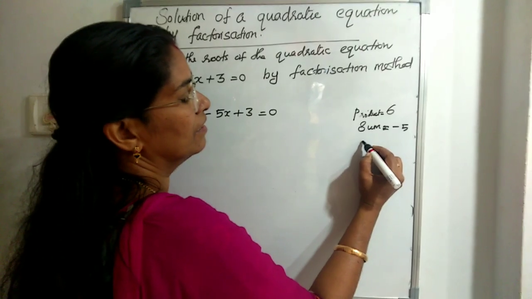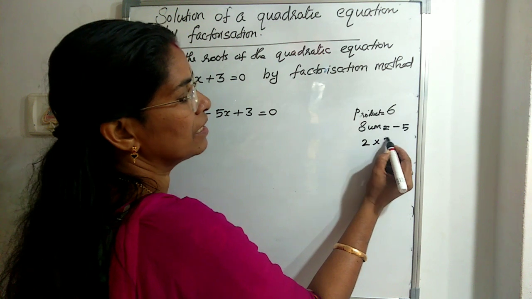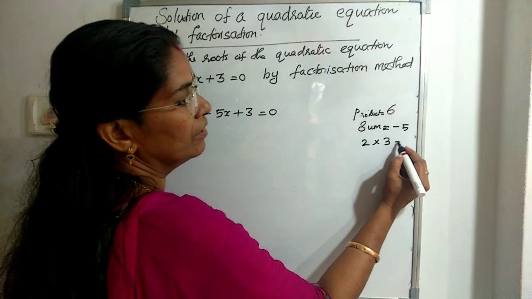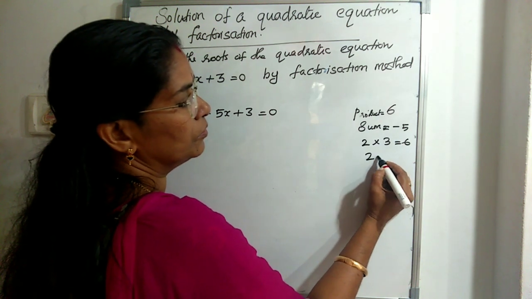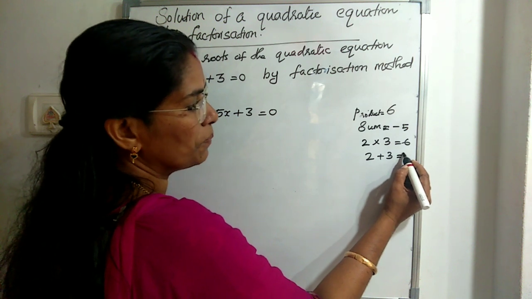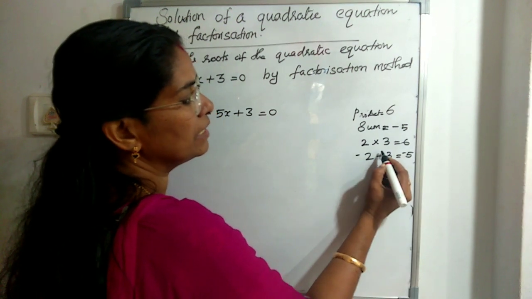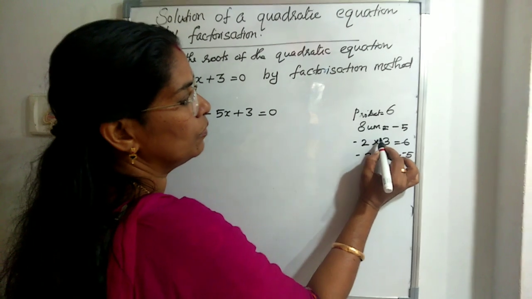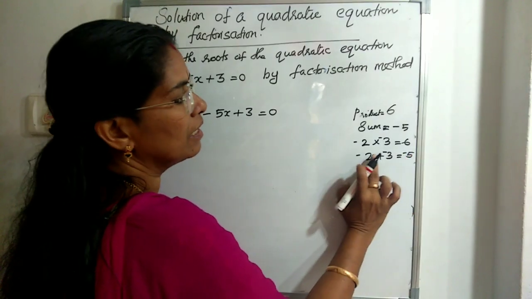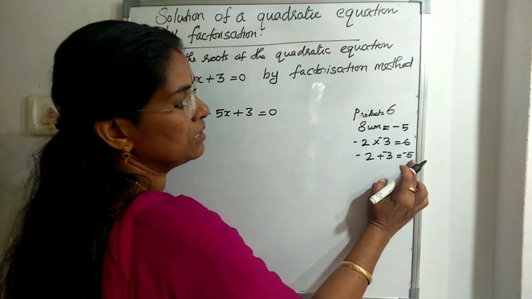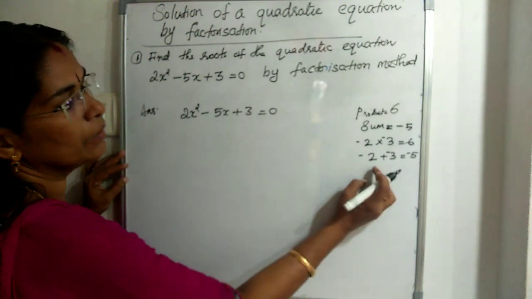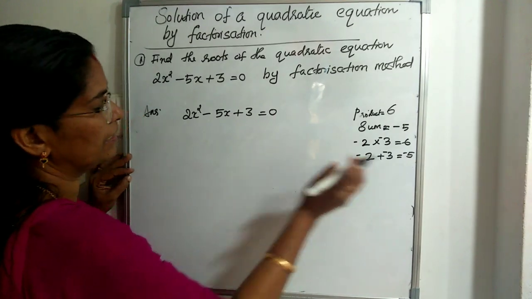Check: 2 into 3 is 6, but 2 plus 3 is not minus 5. So we have to get it as minus 5. We can make both negative: minus 2, minus 3. Now look here, minus 2 into minus 3 is positive 6, and minus 2 plus minus 3 is negative 5. So split this minus 5x in terms of minus 2x and minus 3x.